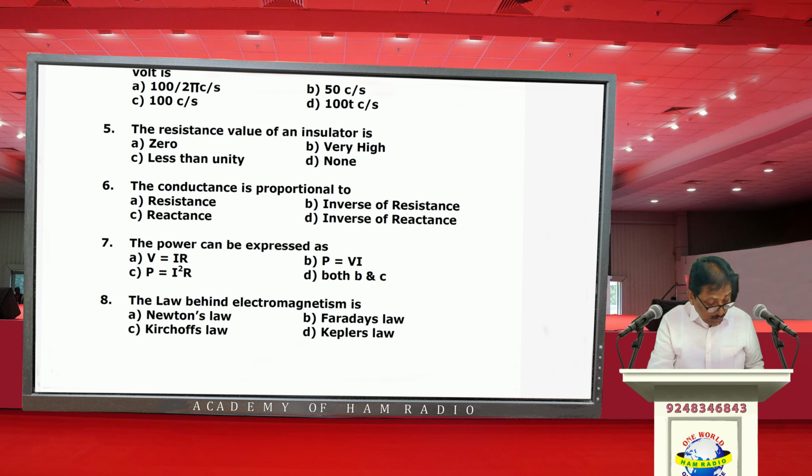The resistance value of an insulator is very high. The conductance is proportional to the inverse of resistance.